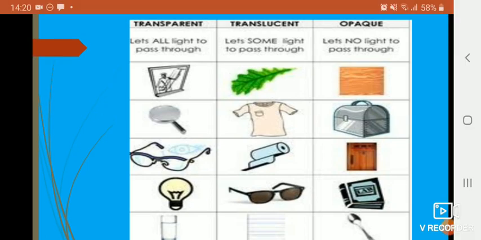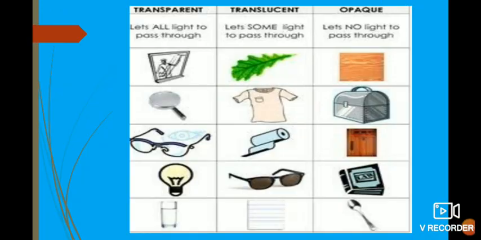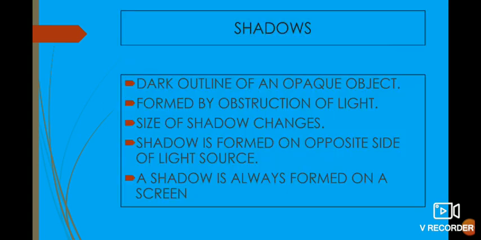Opaque objects are the ones which do not allow any light to pass through them. Isn't it? It will not allow any light to pass through them. So, we cannot see through them at all. For example, we have the piece of wood, we have a bag, door, book, spoon. All these are examples of opaque objects. Now, opaque objects form shadows. Since they do not allow the light to pass through them, they obstruct the light, they form shadows.